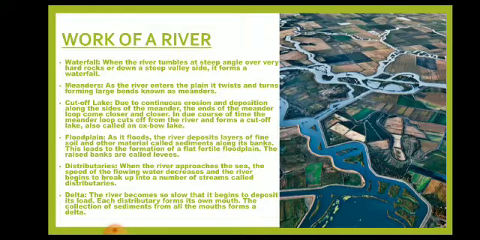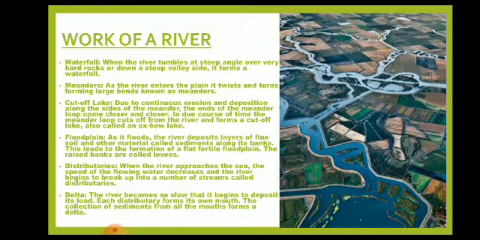Next work of the river is floodplain. As it floods, the river deposits layers of fine soil and other material called sediments along its banks. This leads to the formation of a flat, fertile floodplain. The raised banks are called levees. Next work of the river is distributaries. When the river approaches the sea, the speed of the flowing water decreases and the river begins to break up into a number of streams called distributaries.